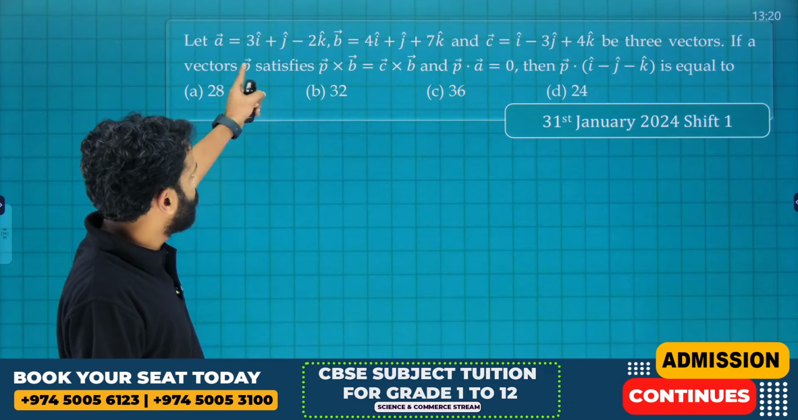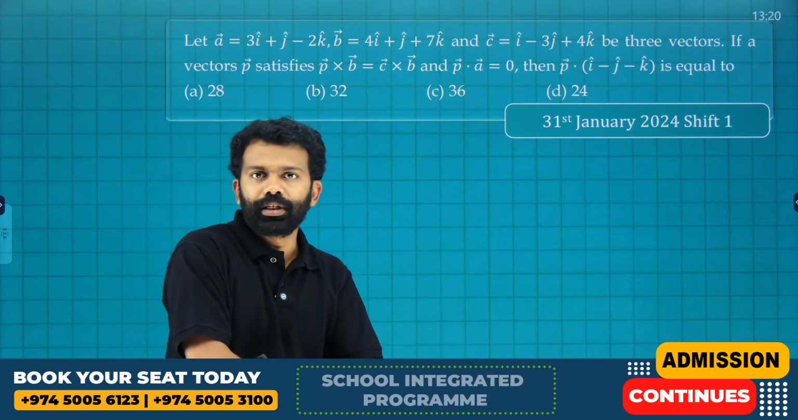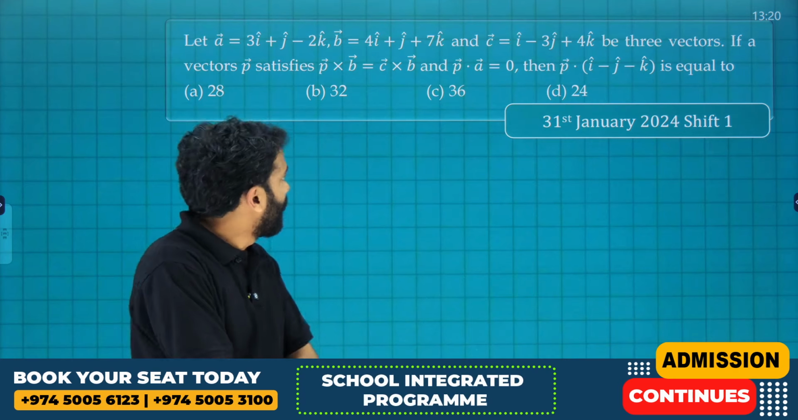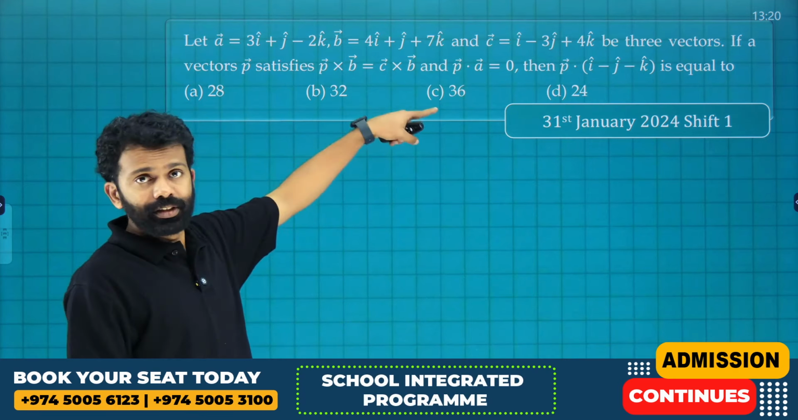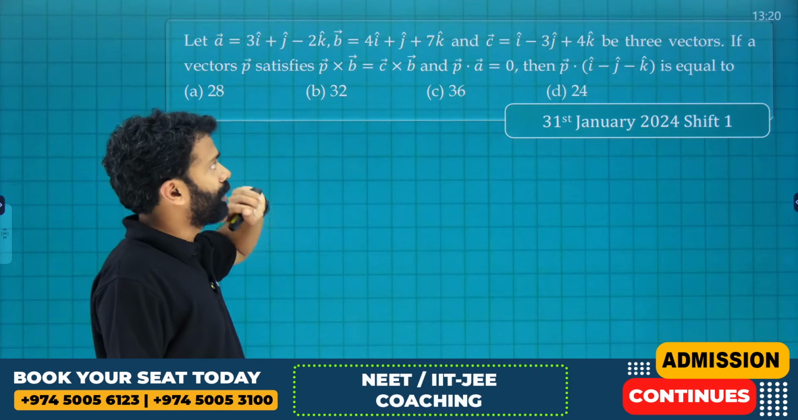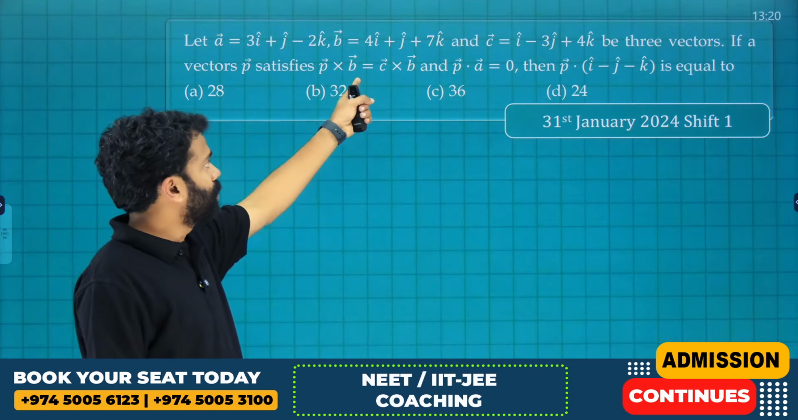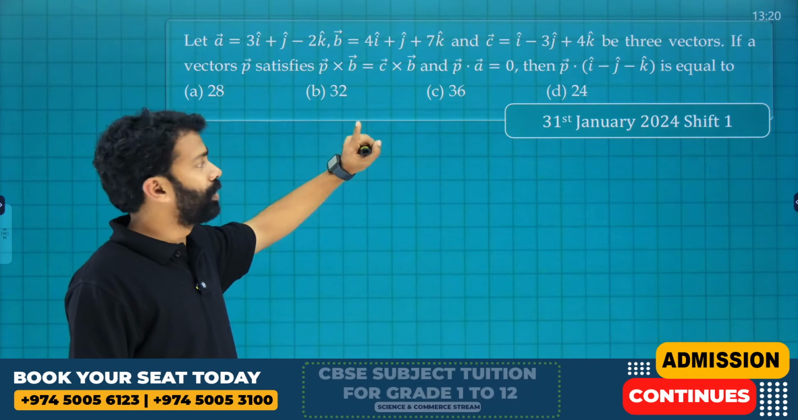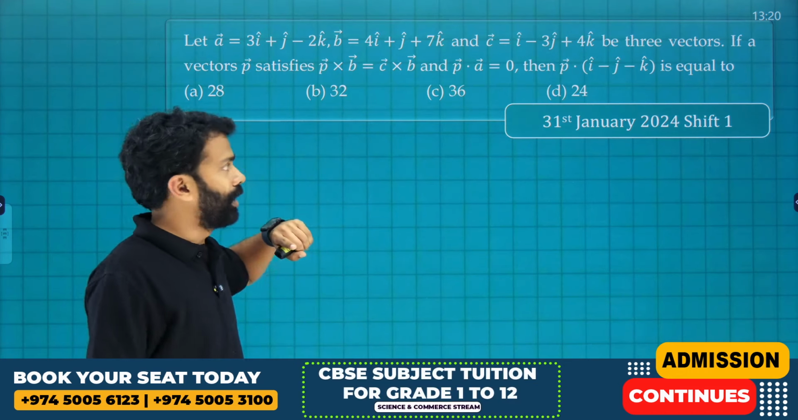Okay, very easy question. Three vectors are given: vector A, vector B, vector C. And another vector P is given which satisfies the relation vector P cross vector B is equal to vector C cross vector B. Do you recall this relation? In the first question we have discussed this.